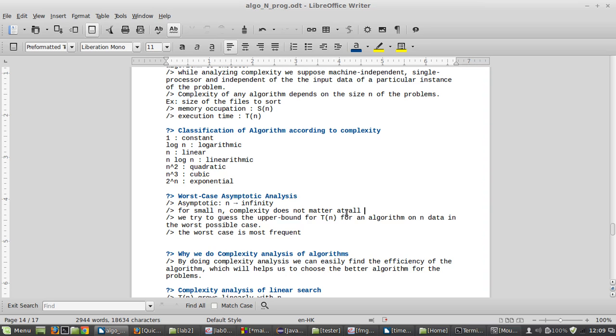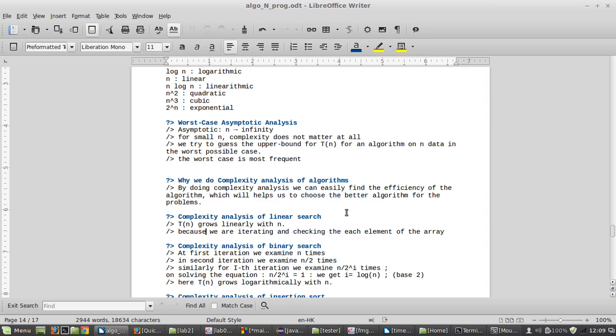So why do we do complexity analysis of algorithms then? As I have already noted, the key concept is that we can easily find the efficiency of any algorithm by doing the complexity analysis, which will help us choose the better algorithm for any kind of problem. So complexity analysis helps us choose a particular algorithm, and it helps to improve the performance of solving the problems, right?